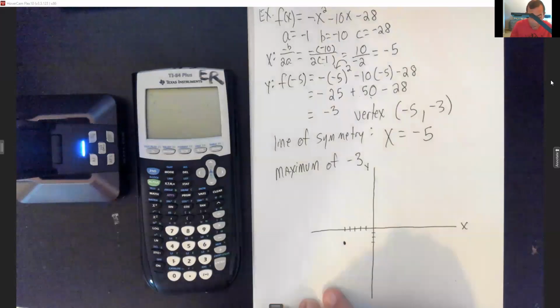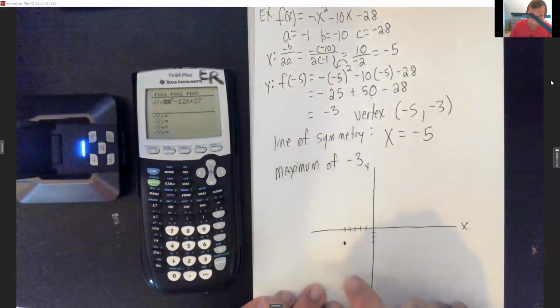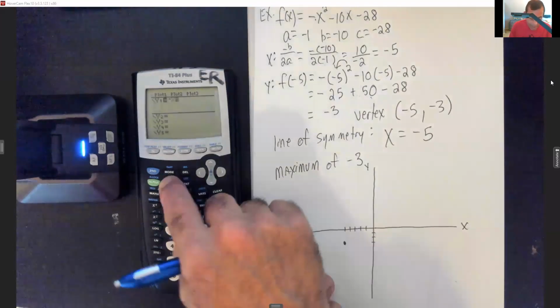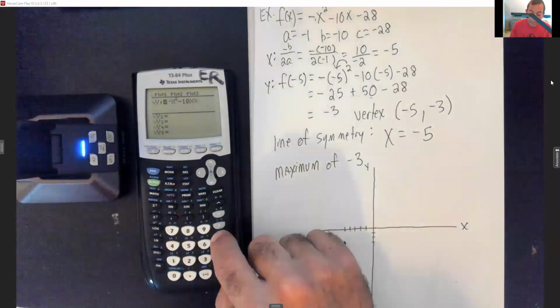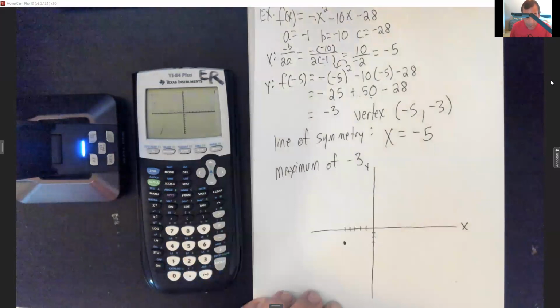So remember, if you wanted more points on it, because you're going to need points on both sides for MATLAB, go graph that real quick. Negative x squared minus 10x minus 28. So let's graph it because it should be on the left side where my vertex was.